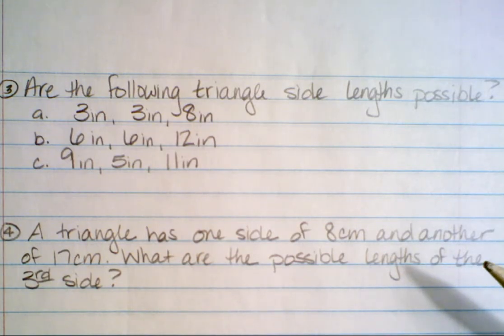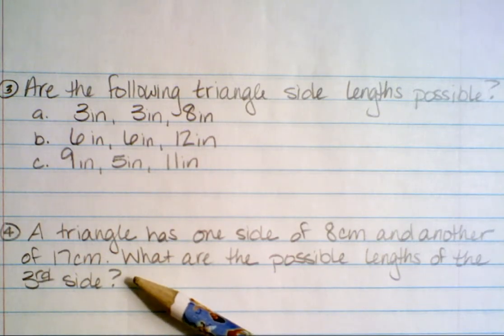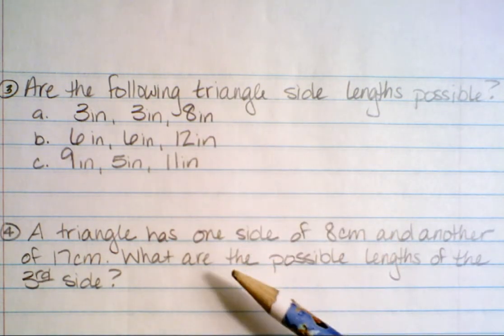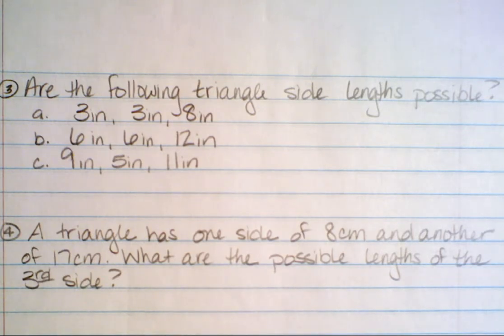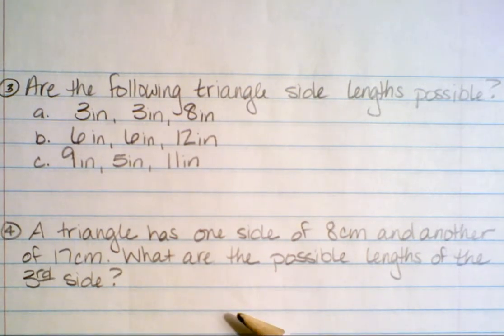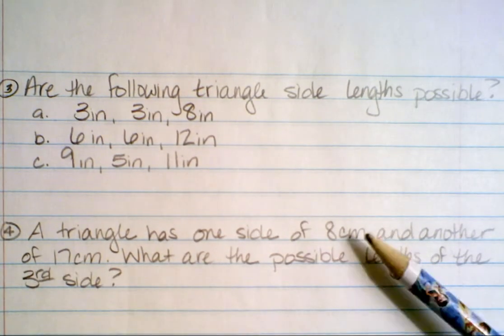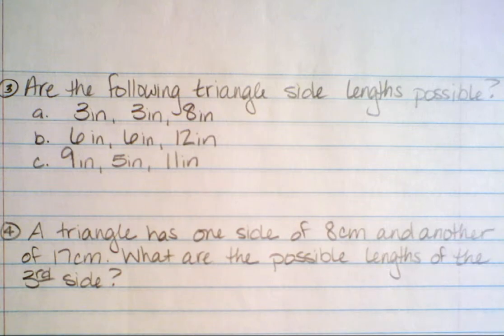Then this last example says a triangle has one side of 8 centimeters and another of 17 centimeters. What are the possible lengths of the third side? So think about what that third side could be, because remember, when I add 8 plus 17, it has to be bigger than that third side. But when I add 8 plus that third side, that has to be bigger than 17. And when I add 17 plus that third side, it has to be bigger than 8. So think about that. Use some logical reasoning. It's not an infinite number of solutions for that. There's definitely some answers. There's more than one.